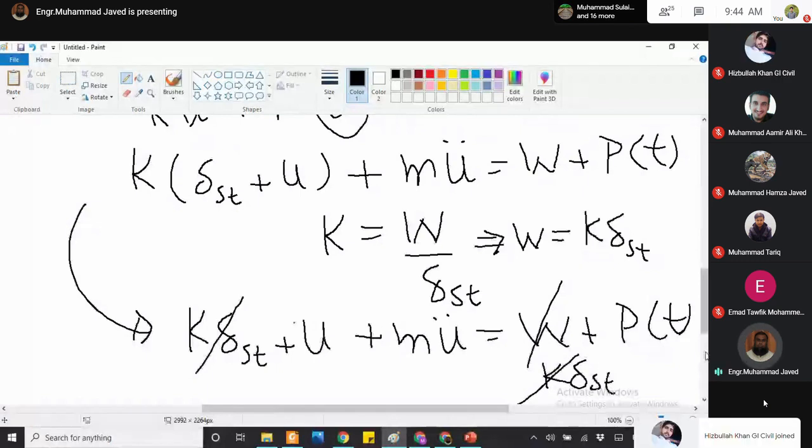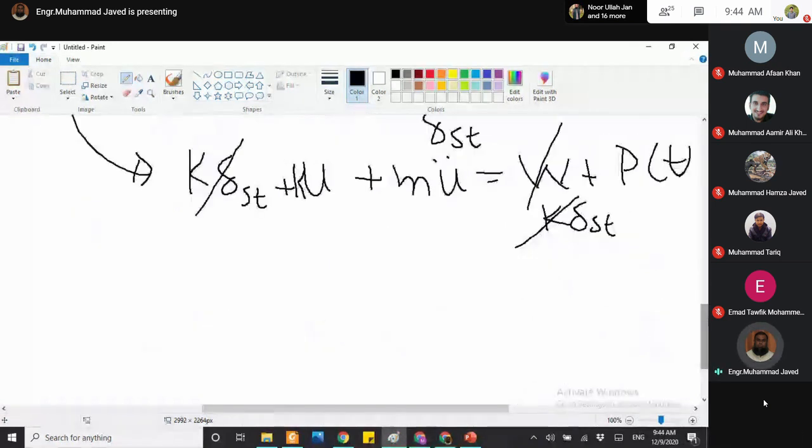Here we will have KU; I forgot to put K here. And finally we will have the equation m u double dot plus KU is equal to P of T.